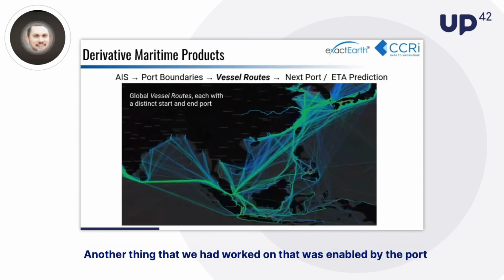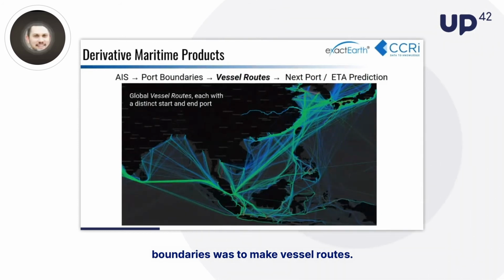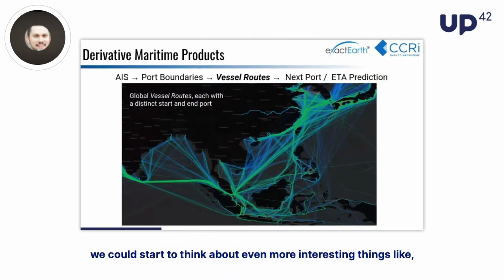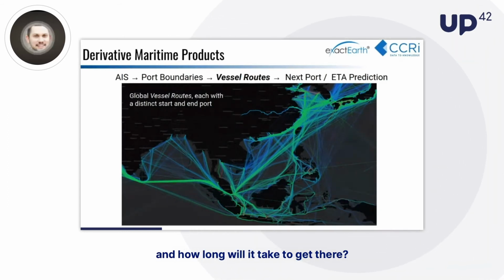Another thing that we had worked on that was enabled by the port boundaries was to make vessel routes. So we created a global vessel route network, a maritime superhighway, if you will. And each one of these routes has a start and end port. So it's delimited on each end by a port. So if we know where a vessel is going, we could start to think about even more interesting things like what is the vessel's next port and how long will it take to get there.